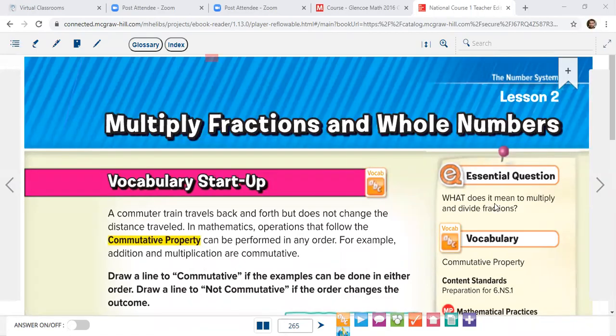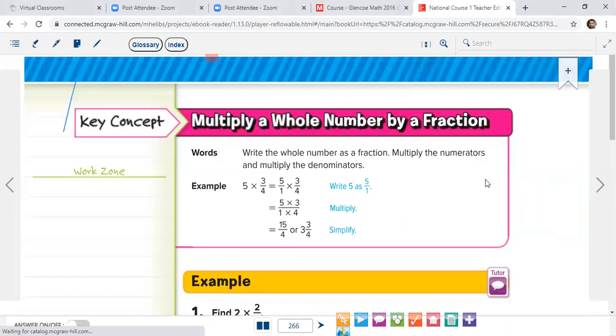Chapter 4, lesson number 2, multiply fractions and whole numbers. To multiply a whole number by a fraction, like I want to multiply here 5 multiplied by 3 over 4, we consider this 5 as 5 over 1, and then we multiply the numerators, then we multiply the denominators. So 5 multiplied by 3 will give you 15, and 1 multiplied by 4 will give you 4.